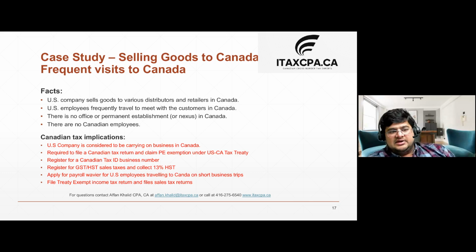In terms of the Canadian tax implication, yes, the fact that the US employees are crossing the border, that's the trigger point. The US company is considered to be carrying on business in Canada. It is required to file a Canadian tax return. And on that tax return, it can claim an exemption under the treaty, saying, hey, I don't have a permanent establishment or nexus in Canada, so I should not be paying any taxes. Fine, you will get full treaty protection. There's no dollar threshold for that, by the way.